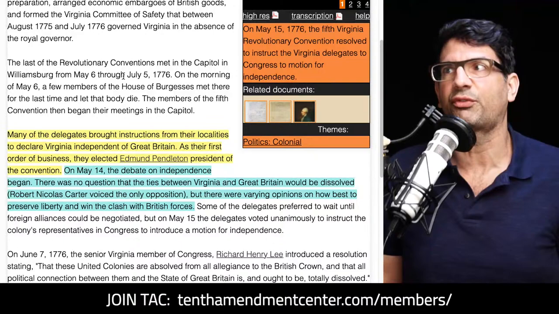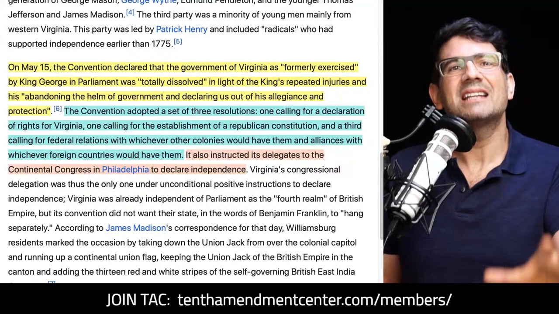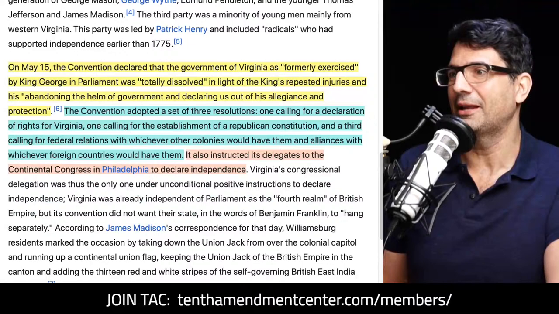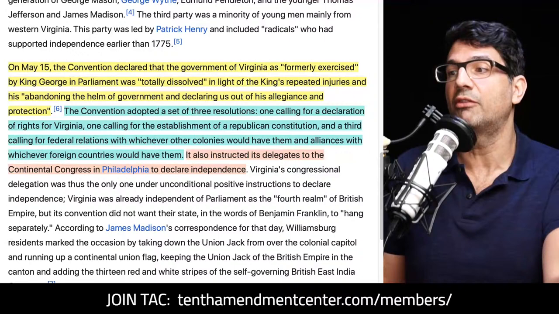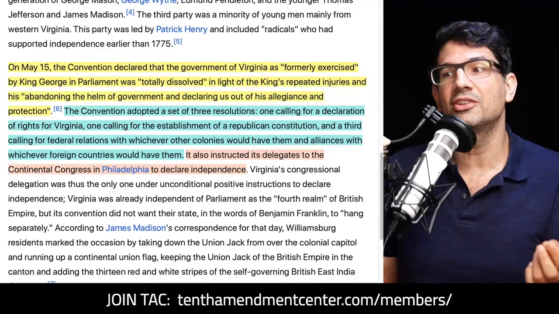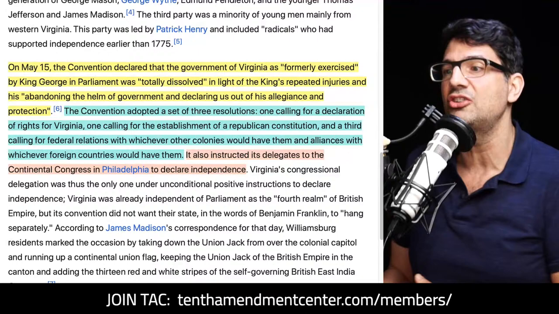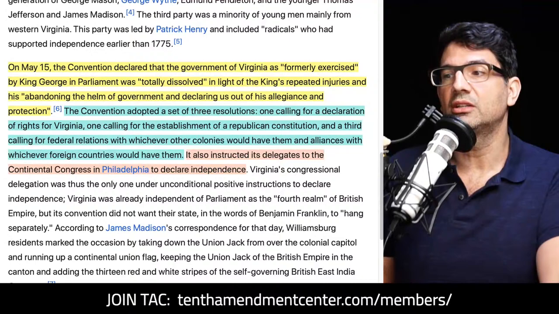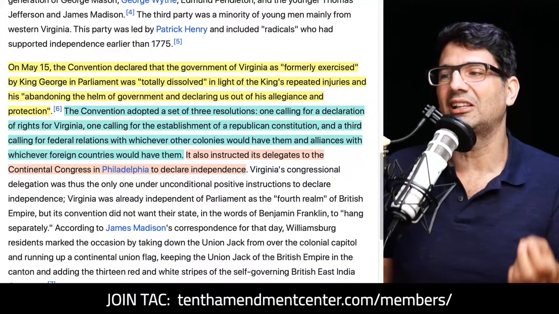And in the end, the convention passed unanimously, and I'm not sure if that guy, Robert Nicholas Carter, I had to look his name up again, I'm not sure if he abstained, but it was a unanimous vote. On May 15th, the convention declared that the government of Virginia as, quote, formerly exercised by King George in Parliament was totally dissolved. So the language in the Lee Resolution actually came from the Virginia Convention. They declared that the relationship between Virginia and King George in Parliament was totally dissolved in light of the king's repeated injuries and his, quote, abandoning the helm of government and declaring us out of his allegiance and protection.